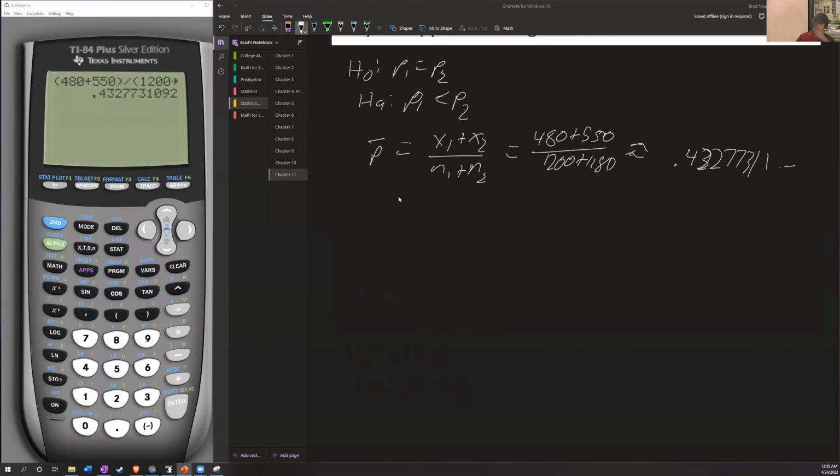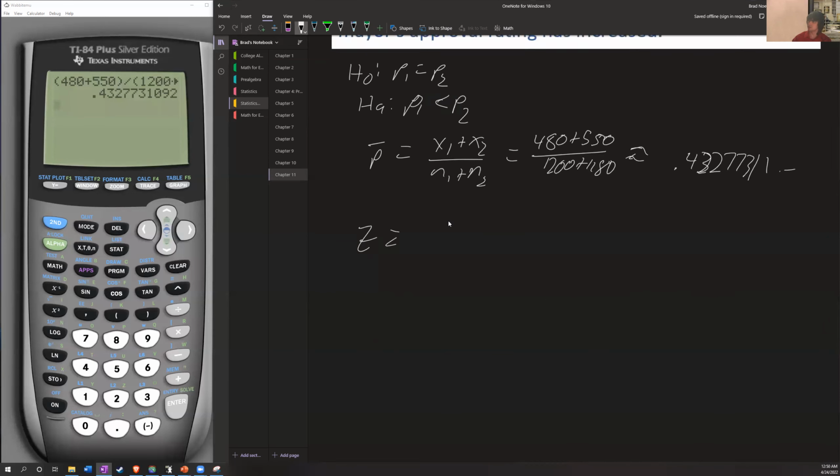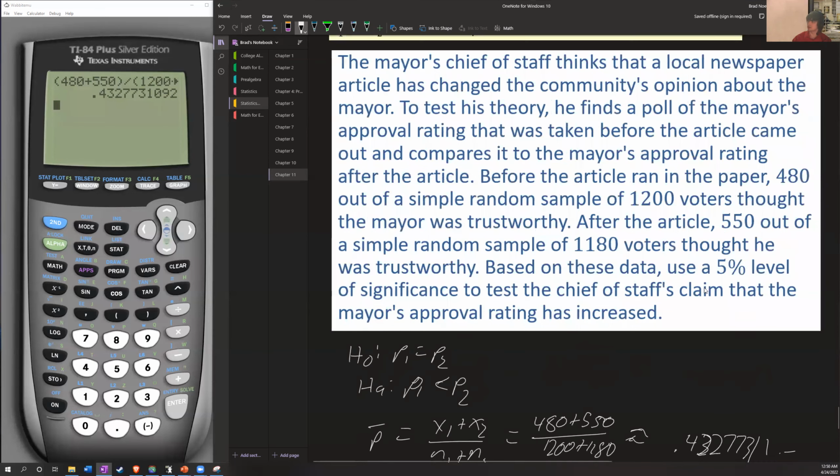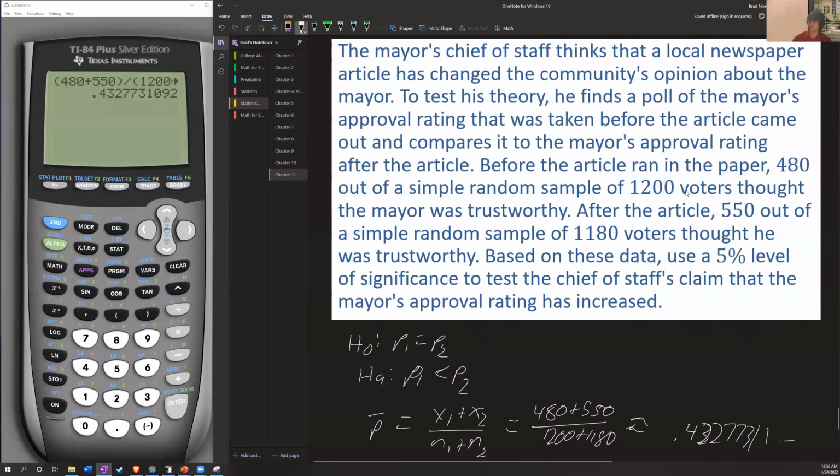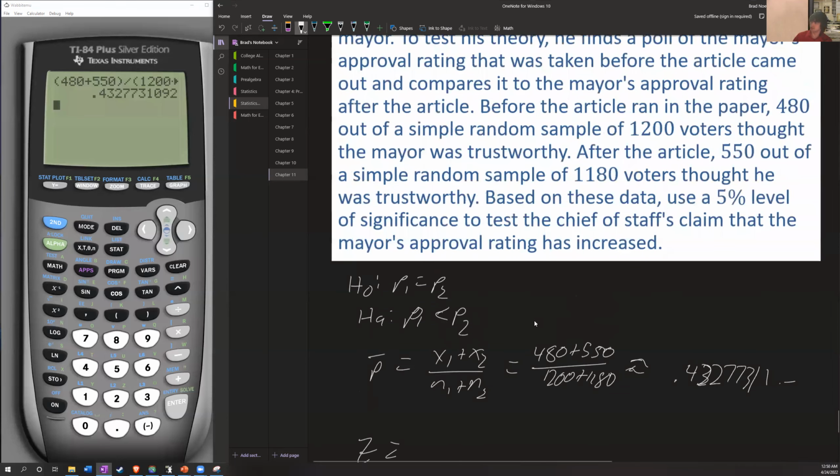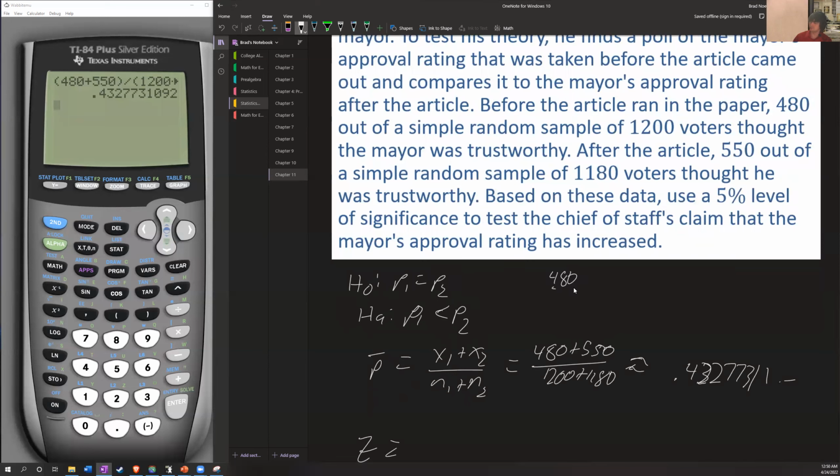But so now z equals p1 hat. All right, so if I want p1 hat, I need to figure out, well, what is it showing in the sample? So I have 480 over 1200 is going to be p1 hat. p2 hat is then going to be the 550 out of 1180, which I believe is going to look a little less.